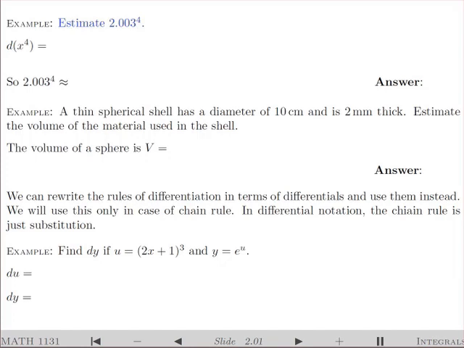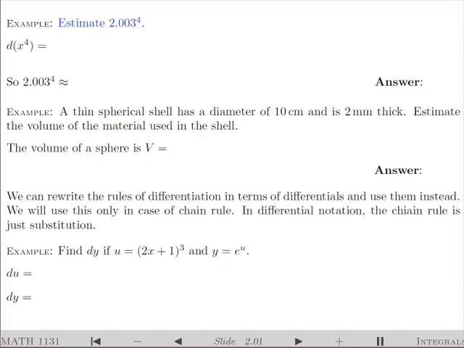Of course, 2.003 is approximately 2. So 2.003 to the power 4 is approximately 2 to the power 4, or 16. You can think of the differential approximation as giving the next few decimal places. So it gives you as many decimal places as there are in x, roughly. Of course, there will be more decimal places in the function. We are ignoring that in our approximation.